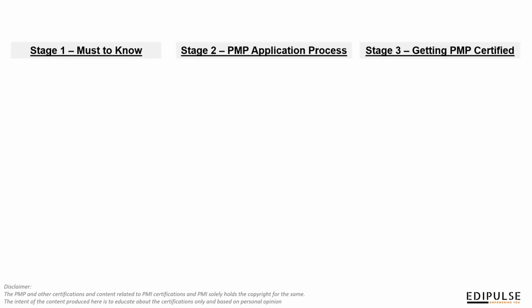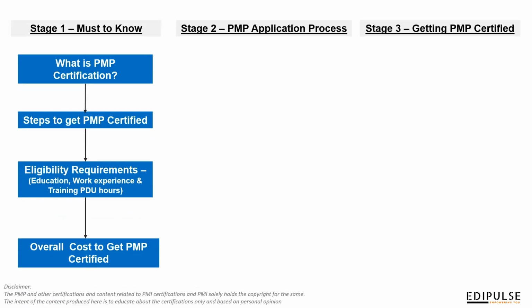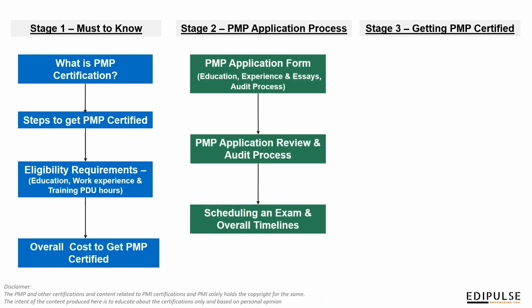Now we already spoke about the three stages in our previous video. Here I'm just reiterating that again. We already spoke about stage 1. I'm going to link the first video of this complete series here so that if you have missed it, you can look into it and see the complete process: what is PMP, how to get started and get certified, what the eligibility requirements are, and the overall cost of getting PMP certified. Now in this particular video, we are focusing on stage 2, where we are seeing the application process. We will see how the PMP application form is filled, and what the prerequisites are, which we have already seen.